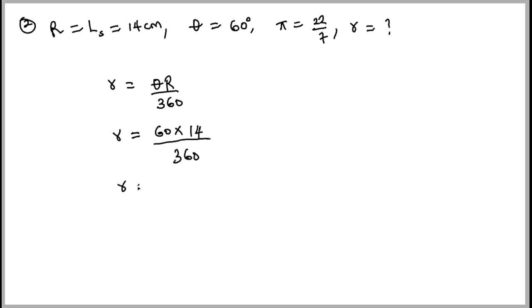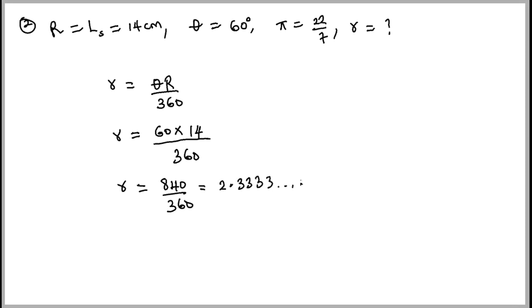So r is now equal to 60 times 14, which gives us 840, over 360. 840 divided by 360 is giving us 2.333 and so on.